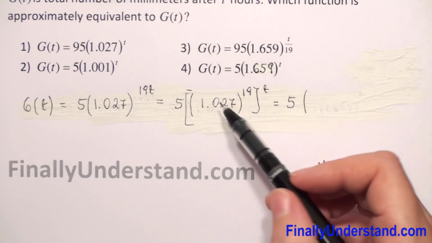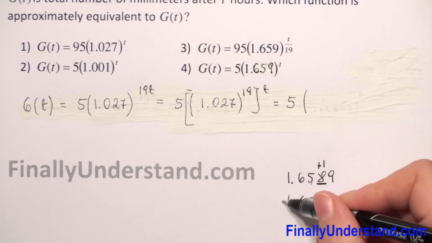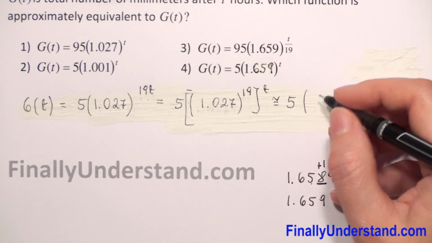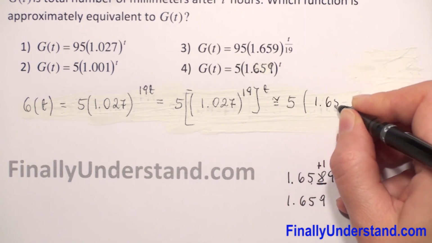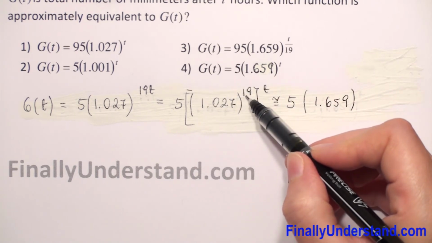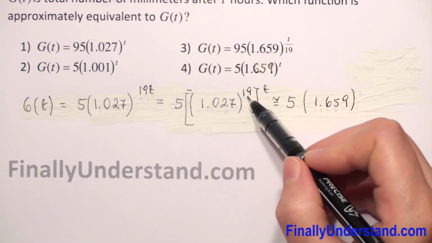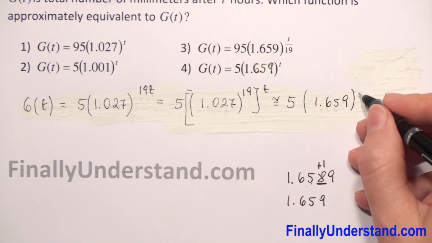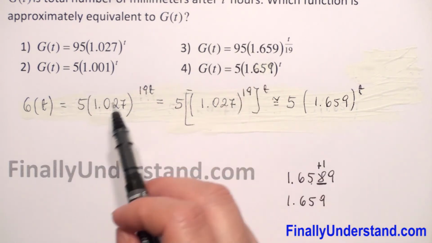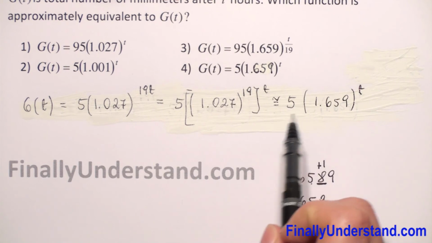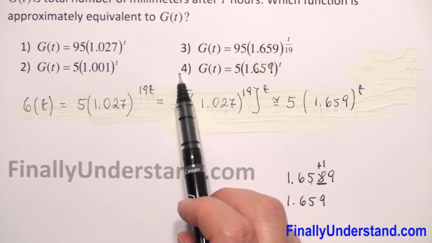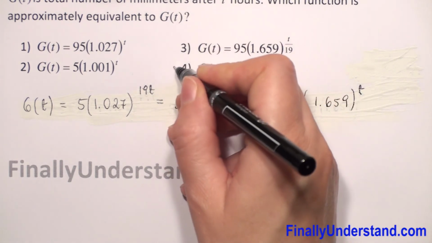And now this expression in brackets we can rewrite in this form, and here will be the sign approximately. This is approximately 1.659 to the power, we don't have this 19 now because we raised this expression to the power 19, we have only t. And now we just have to check which of the statements is like what we got here. It is the 4. So this is our solution.